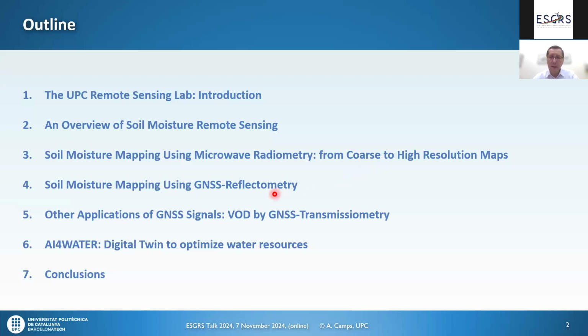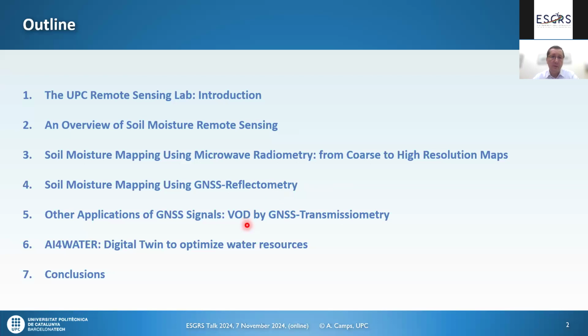And then I want to take advantage of this audience, okay, to explain a few other things that can be done using GNSS signals of opportunity, but now not in reflection, but using them as transmission, okay? As they pass through the vegetation, they also get properties from the vegetation, and this can be used to measure the vegetation optical depth, which is related to the vegetation water content.